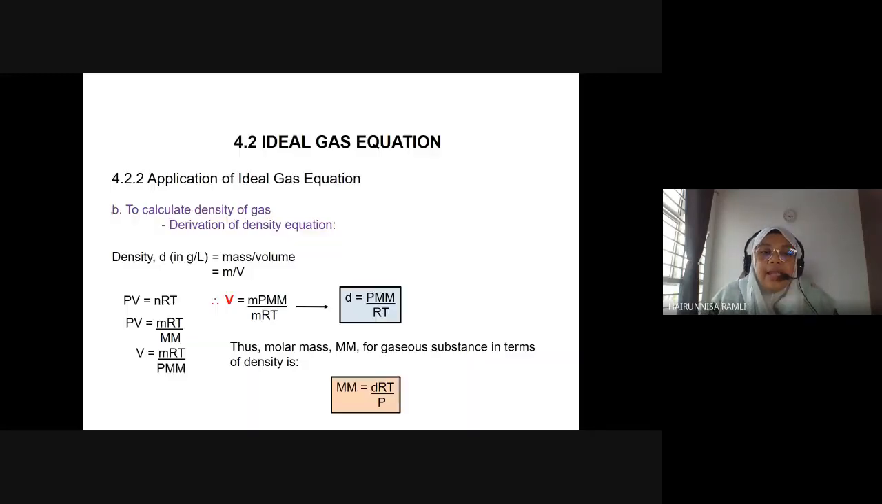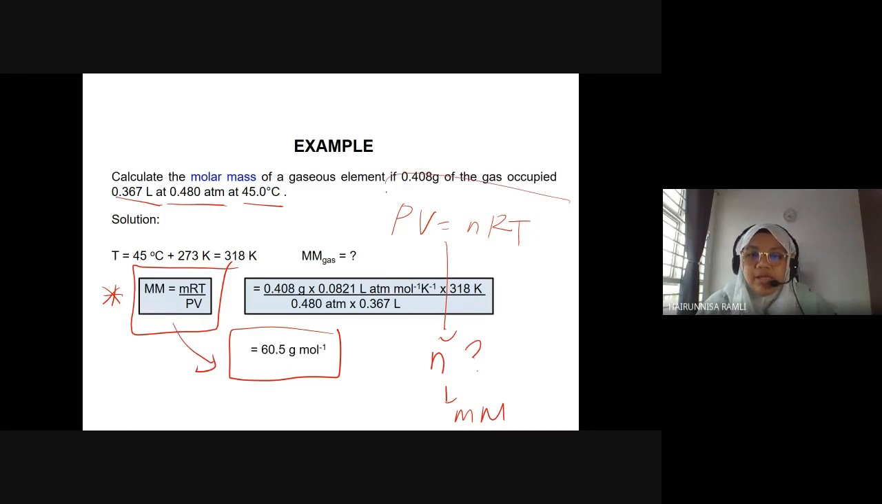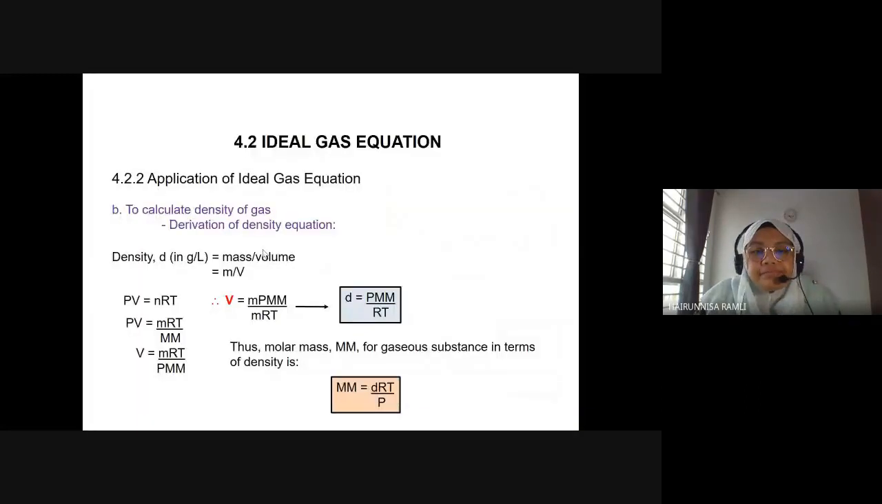Okay, kalau you tak tahu pun sebenarnya tak ada isu. Just using this PV equals to NRT. Cuma dia step dia ada panjang sikit lah kan. So you dapatkan dulu N. So daripada N you dapatkan dia punya molar mass. Tadi tak ada masalah kan, sebenarnya sama je. Kalau you ingat this formula, you can straight away. Kalau tak, just using this method. Okay, and then we can also derive density.